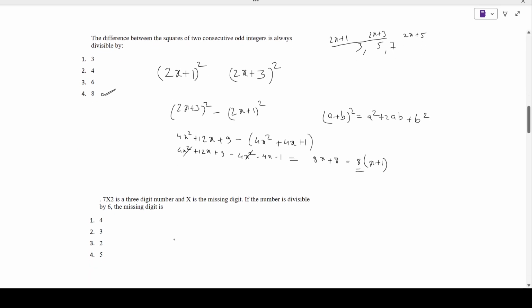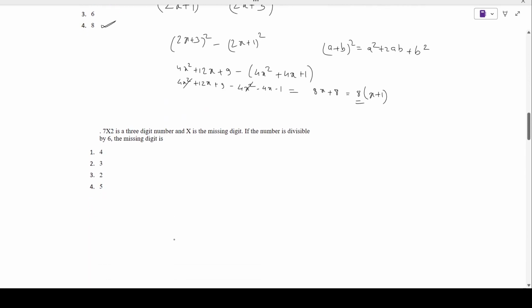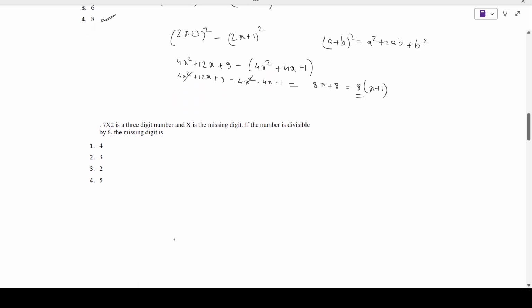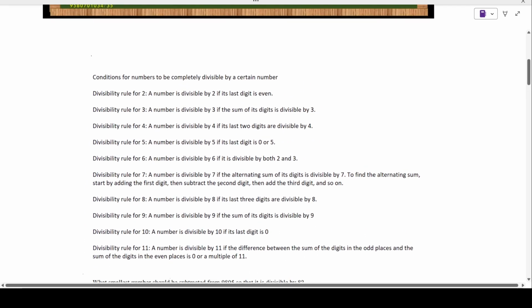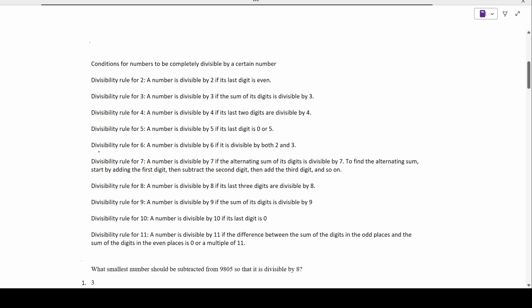Moving to the next question. 7x2 is a 3-digit number and x is the missing digit. If the number is divisible by 6, the missing digit is? The divisibility rule for 6 says a number is divisible by 6 if it is divisible by both 2 and 3. For a number to be divisible by 2, the last digit needs to be even, and for the number to be divisible by 3, the sum of digits needs to be divisible by 3.